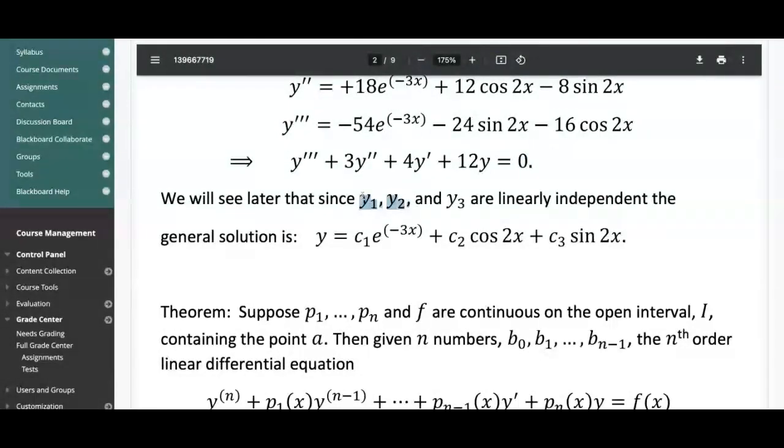So similar to before, if y1, y2, y3 are linearly independent solutions, then the combination with some real numbers is a general solution, same as before. Before we only had C1 y1 plus C2 y2. This extends to n. If y1, y2, y3 up to yn are linearly independent, then C1 y1 plus C2 y2 plus so on plus Cn yn is a general solution to the nth level derivative differential equation.